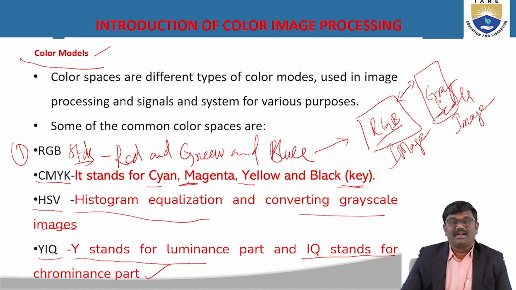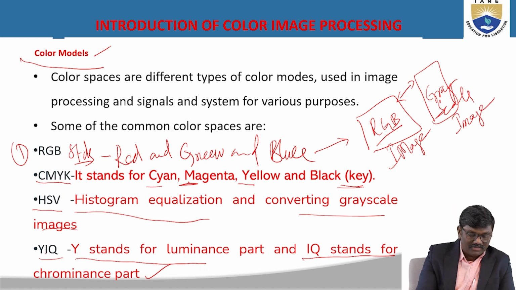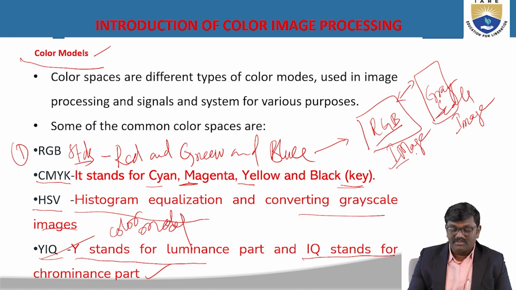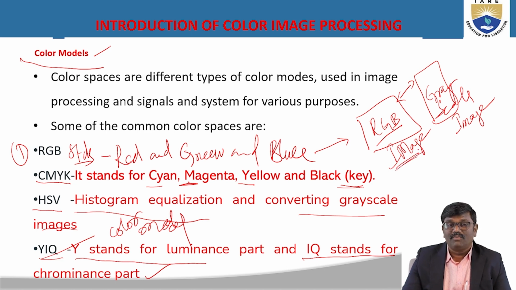I'll repeat for understanding YIQ. Y stands for luminance part and IQ stands for chrominance part. So this is one of the color models, which is used to develop your image in the form of color models. You can use the YIQ color model.